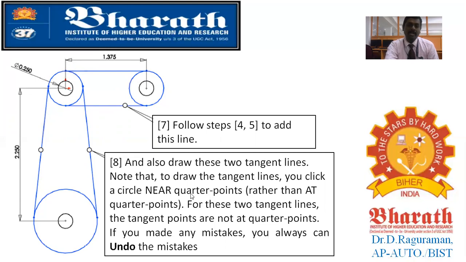You have to click the circle at near quarter points rather than at quarter points. Here you selected at quarter point. Now you have to select the option as near quarter points, so that these two tangent lines are not quarter points, they are tangent lines only. If you made a mistake, if instead of selecting near quarter points you selected quarter points, you can use the undo command. The undo command is available. You can make use of that, and you can rework with the near quarter command.